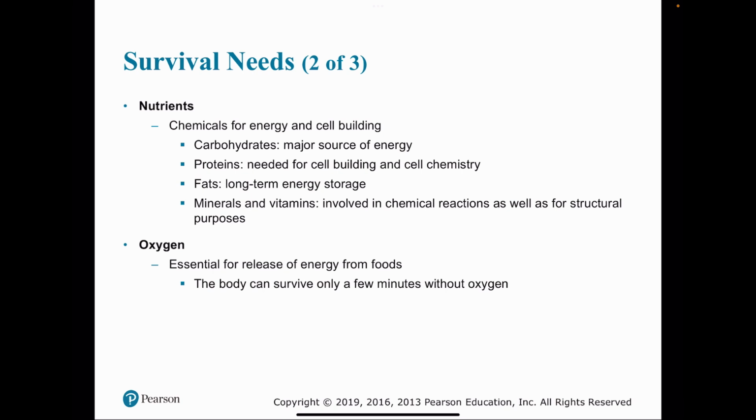Minerals and vitamins, these are not macromolecules, but they are important nutrients as well. They're involved in chemical reactions as well as for structural purposes, and they can often serve as cofactors or coenzymes for a lot of enzymatic reactions or metabolic reactions that are happening in the body. Oxygen, a major one, is essential for the release of energy from foods. Oxygen is needed for cellular respiration, the production of ATP. We can't produce it without oxygen. So, in fact, we can't live without oxygen. The body would fall into a coma within a matter of minutes without oxygen present, and then, if oxygen is still being deprived, life would cease.